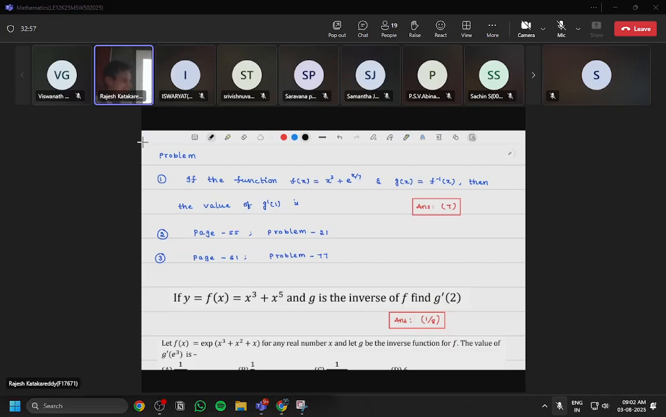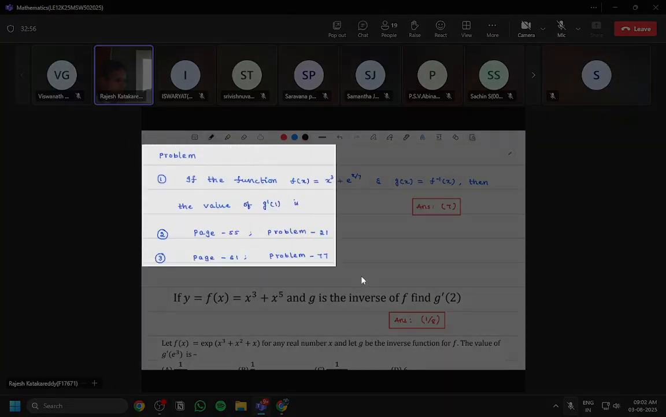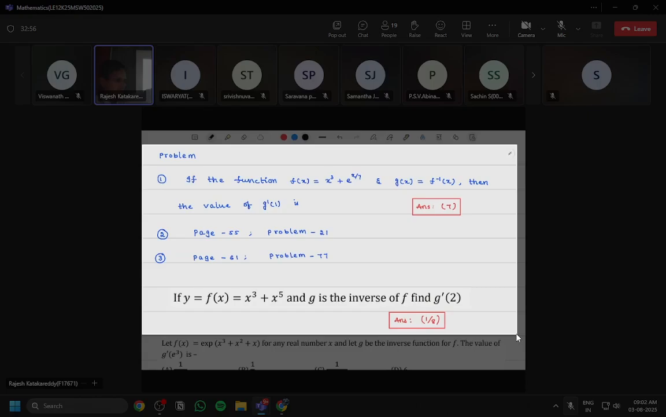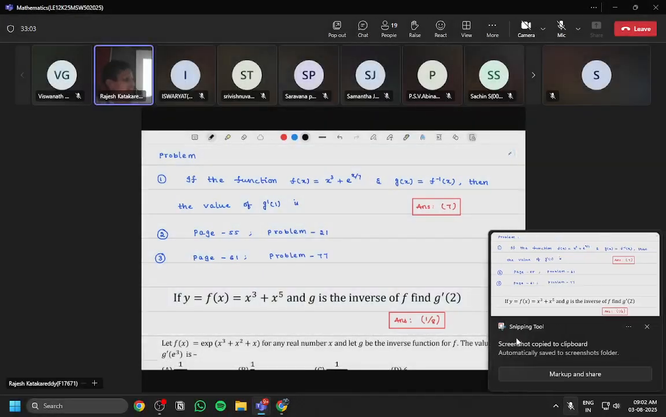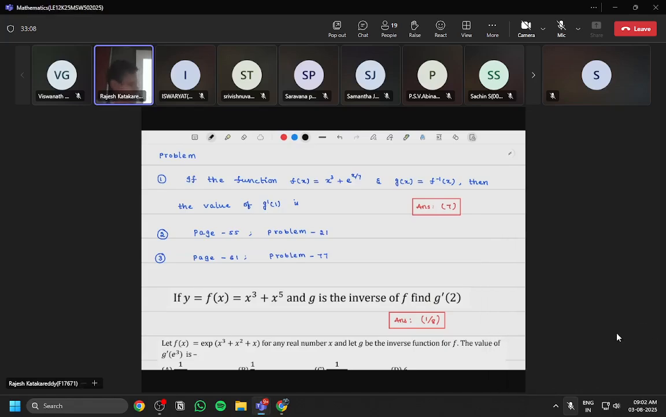As I said earlier, let me explain about this problem. In this problem, they didn't directly give the values. It's our job to guess. We need to take g of f of x, which for sure equals the identity function. We differentiate and we need to figure out what is the value of x. We need to substitute so that I'll get g dash of 1. Clear? You have the answer as well. Note it down and try once.